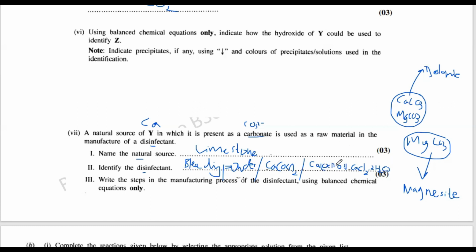There will be OCl, there will be hydroxide, and calcium chloride dot 2H2O. So this is the normal general formula of this calcium oxychloride, in fact, the bleaching powder. Write the steps in the manufacturing process of the disinfectant using the balanced chemical equations only. So you cannot explain the things, you just need to write down the balanced equations.